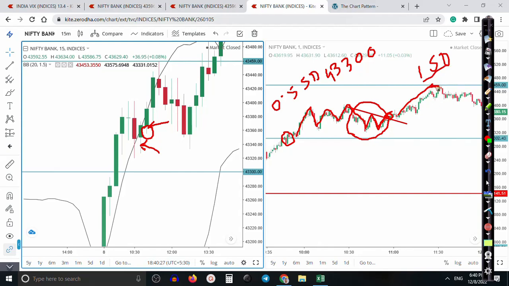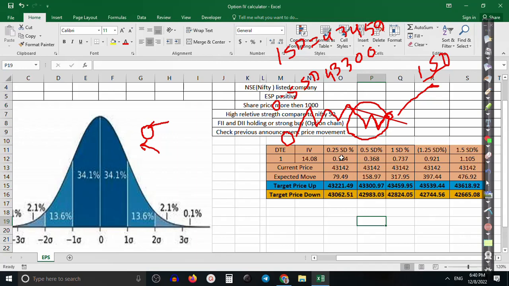Have you seen? This is a 1 standard deviation line. What was that 1 SD line? That was 43459. Am I right? Let me check it. 1 standard deviation. Yeah, 43459. Have you seen? Exactly hit that level. So that was opening price we put on there, and automatically they are calculating where price will go.